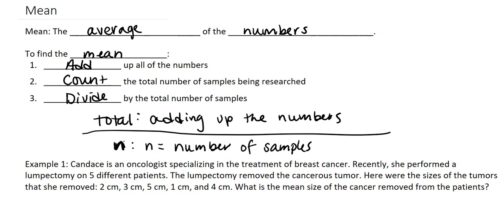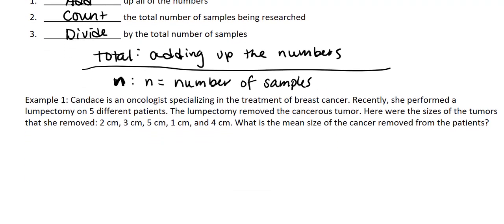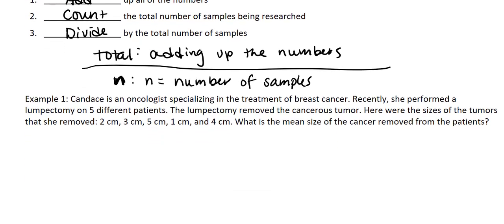So let's look at this first example. Candace is an oncologist specializing in the treatment of breast cancer. Recently, she performed a lumpectomy on 5 different patients. The lumpectomy removed the cancerous tumor. So here were the sizes of the tumors that she removed: 2 centimeters, 3 centimeters, 5 centimeters, 1 centimeter, and 4 centimeters. What is the mean size of the cancer removed from the patients?